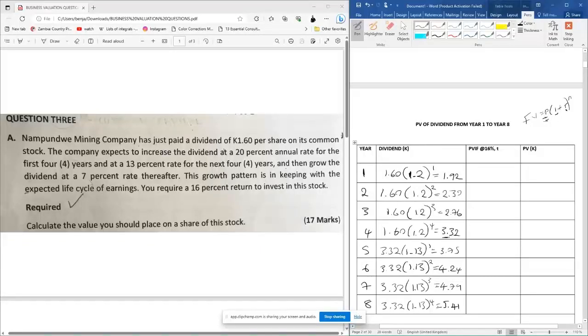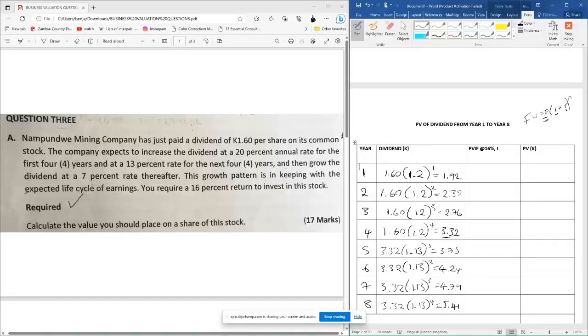Okay, so we're dealing with two different phases here, right? Each phase has 4 years, so the first two phases have 4 years each. For the first phase, with regards to the powers, we're going to start with year 1, year 2, year 3, year 4, to the power 1, to the power 2, to the power 3, to the power 4.